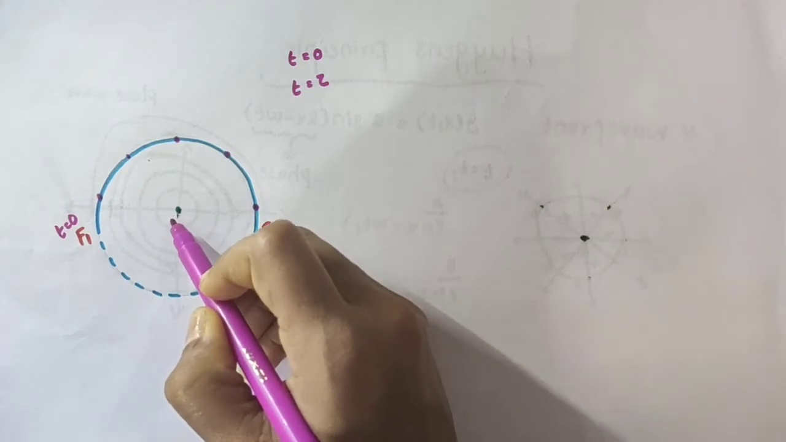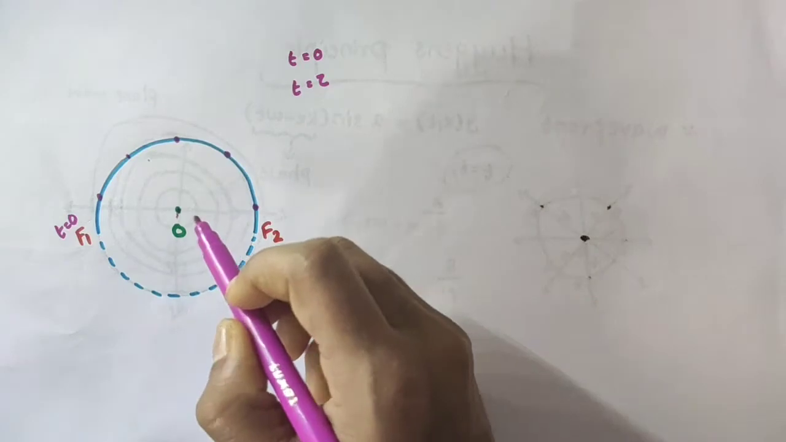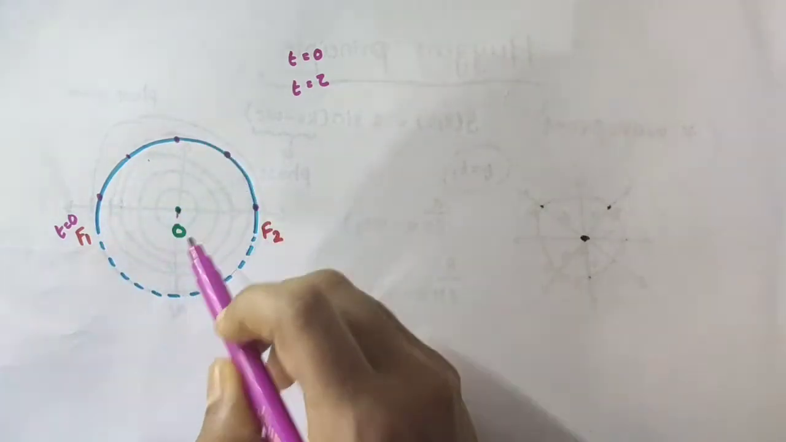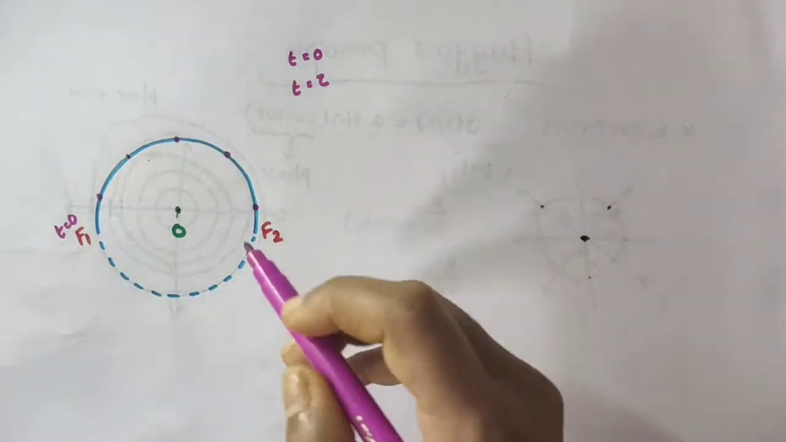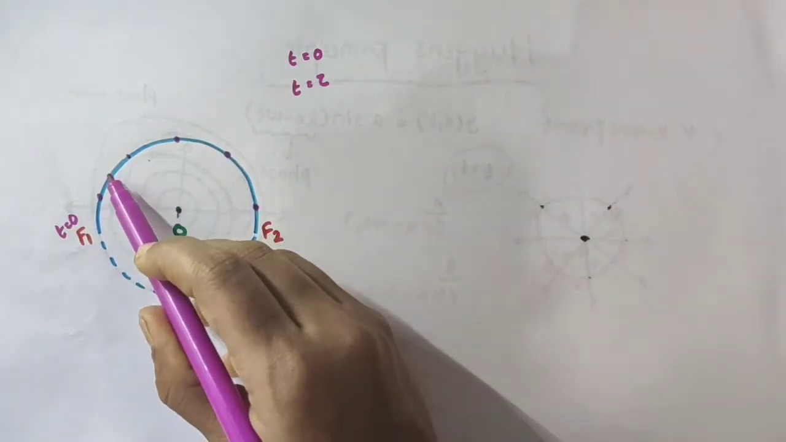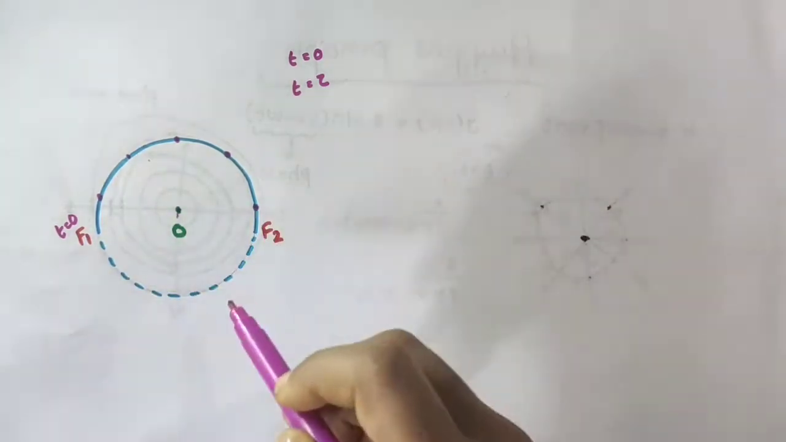That is O. Then it is a point source, that is why we are getting a spherical wavefront here, and we have drawn only a portion of the spherical wavefront, that is F1, F2. Now according to Huygens principle, you can consider one point here, you can consider one point here. There will be so many points on this wavefront.